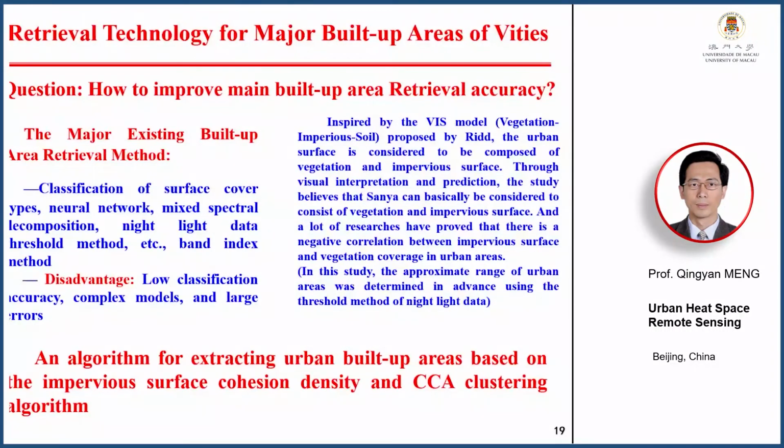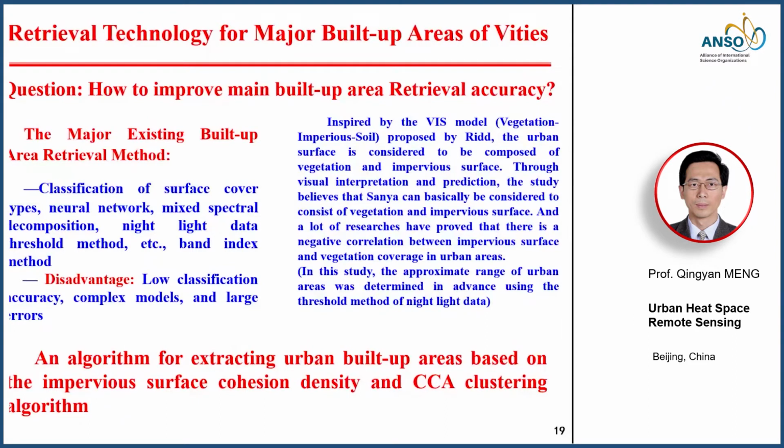Okay, the question is how to improve the main build-up area retrieving accuracy, and there are some methods. For example, the classification of the surface cover types, using the neural network I mentioned yesterday in the urban green space remote sensing, and making the spectral decomposition. Also, someone uses the nightlight data, DMSP and VIIRS and something like it, the threshold method, also some band index methods, and they also have some disadvantages, the low classification accuracy and some complex models.